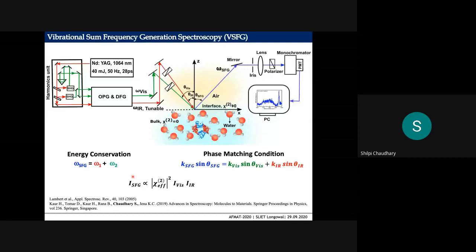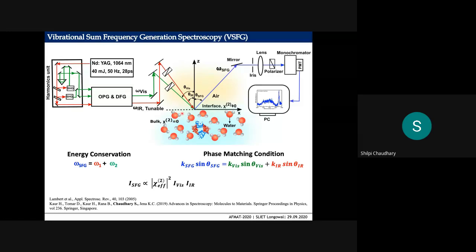The intensity of light is resonantly enhanced when the frequency of the tunable IR beam, this beam in here, coincides with the vibrational mode of the molecules. We know that if we have some molecules, they have some kind of intrinsic molecular vibrational frequencies. So there will be a resonance or enhancement in the signal when this frequency of tunable IR matches with the molecular vibration of the molecules present at the interface.